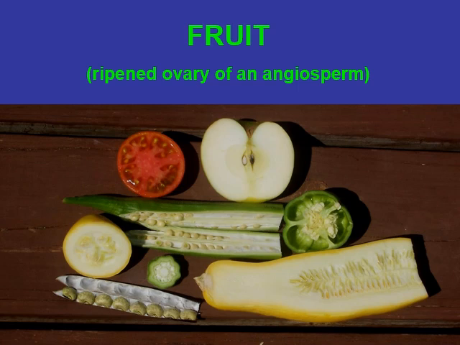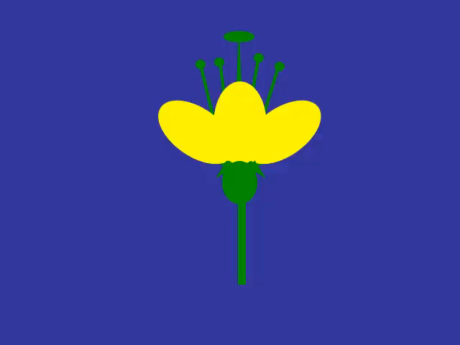So anything that has flowers, remember, is an angiosperm. And eventually its ovary, the petals fall off and the ovary is left behind, and we have a fruit. So a fruit is a scientific term. It's not just something you eat for breakfast or something. It's the ripened ovary of an angiosperm. Okay, so let's watch this happen.